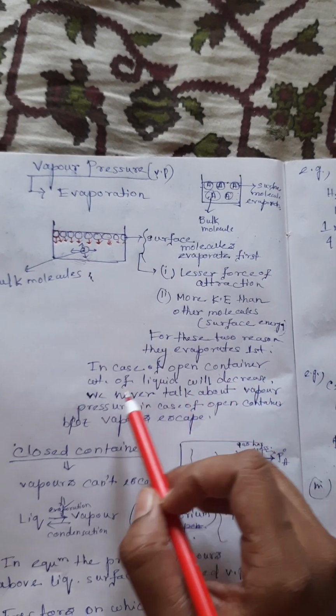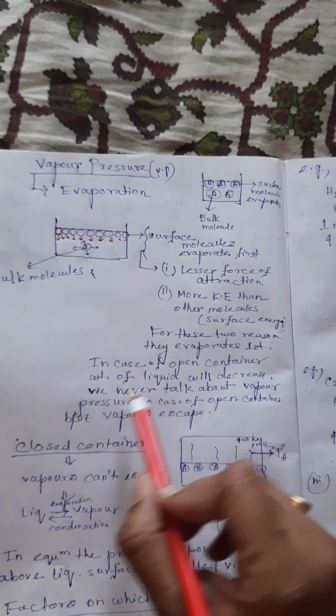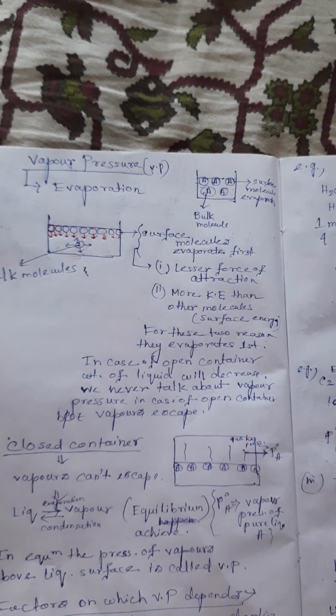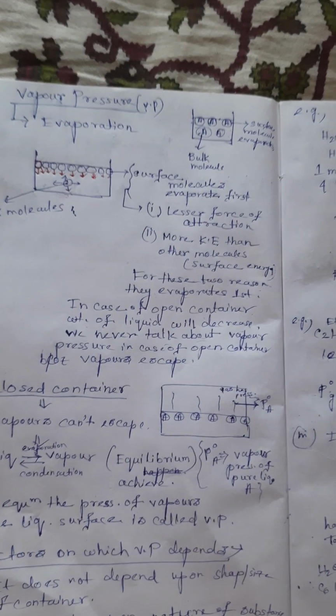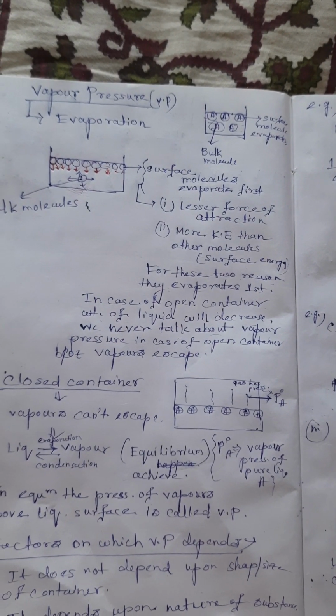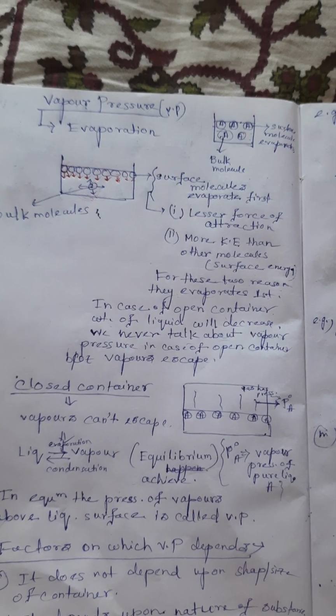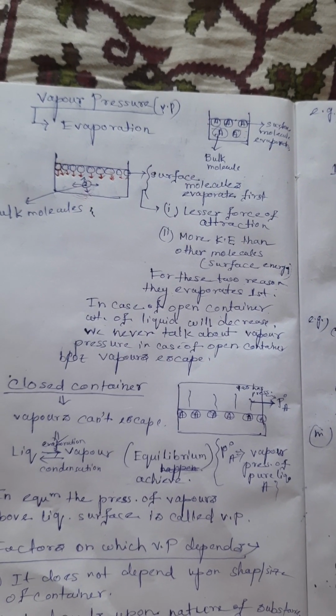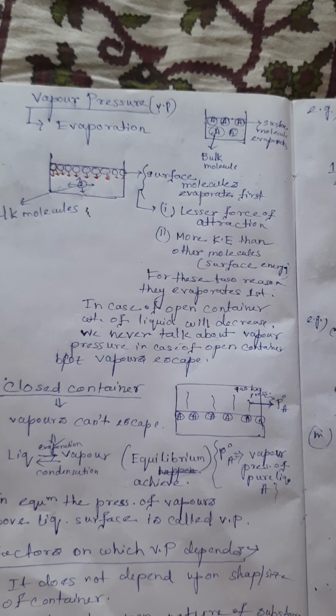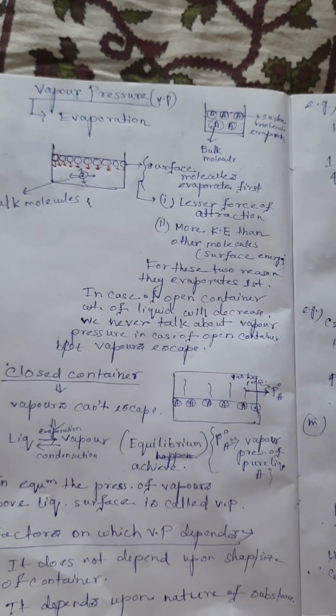In case of an open container, the weight of the liquid will decrease. We never talk about vapor pressure in case of the open container, because vapors escape from the solution. Is this clear? So we can never talk about vapor pressure for an open container. Now we'll discuss the closed container.